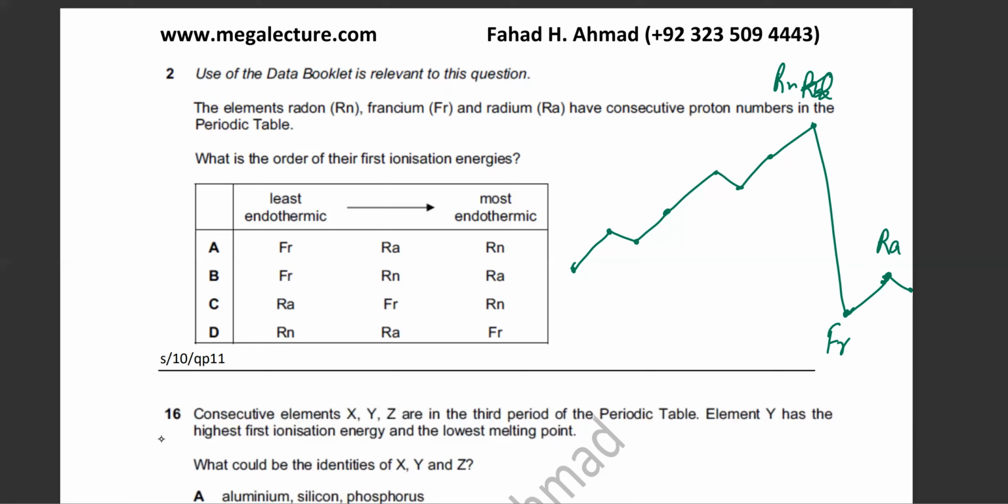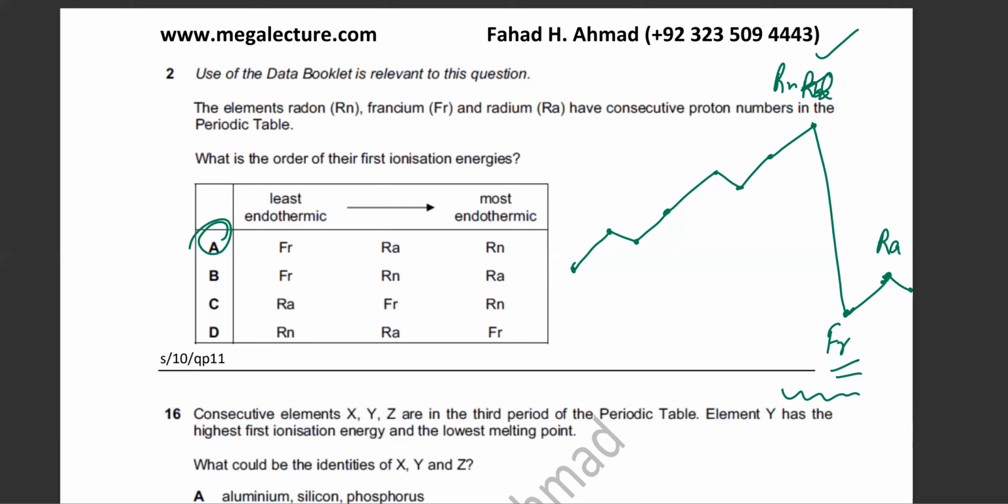So which one is the least endothermic? That's going to be francium. And which one is going to be the most endothermic? That's going to be Rn. So A is going to be the correct option. Also remember, when they're talking about consecutive proton numbers, they give a lot of questions on this transition that happens when you move from one period to the other. Is this question clear?